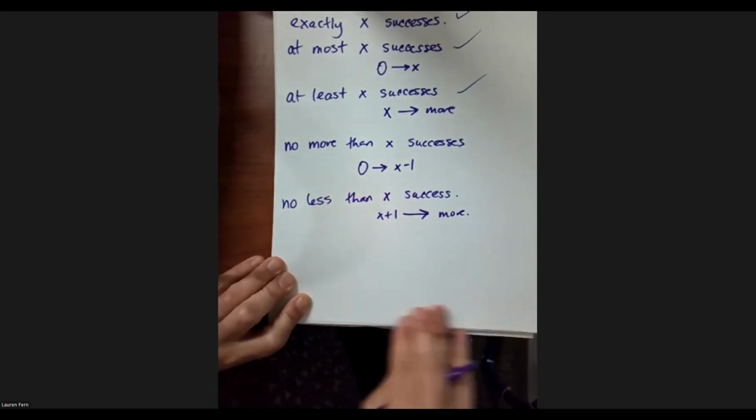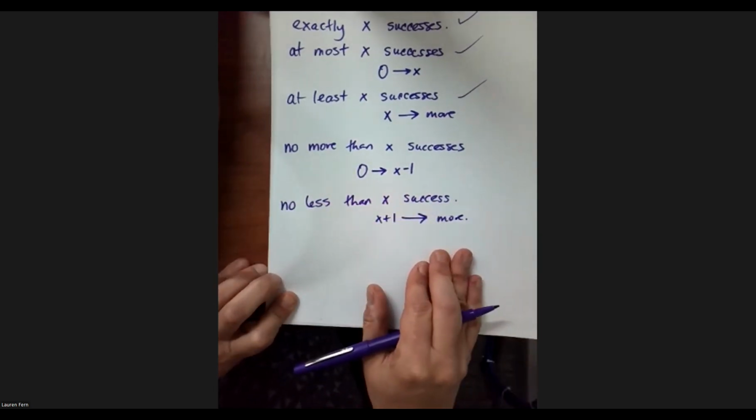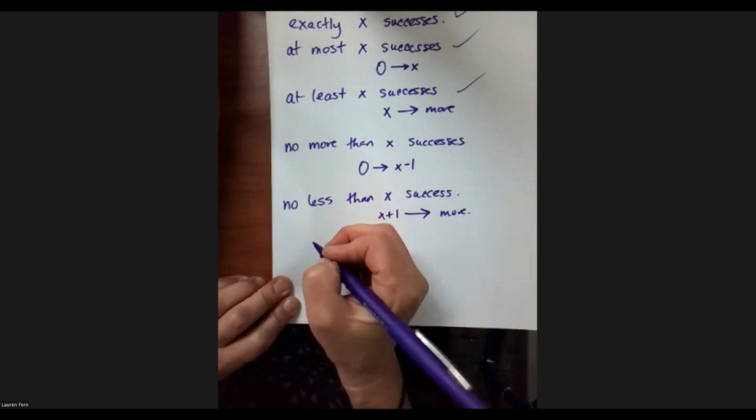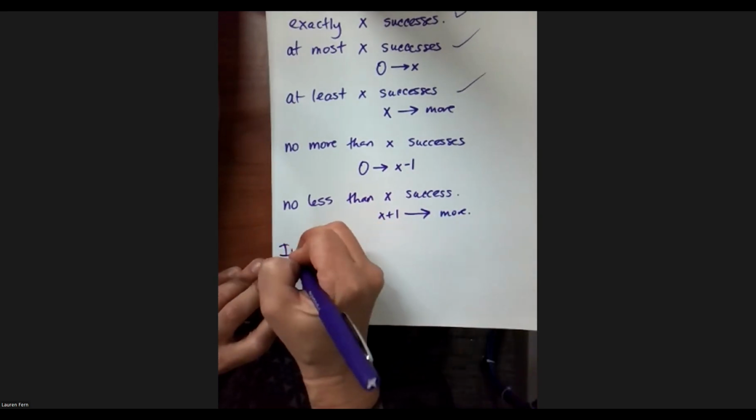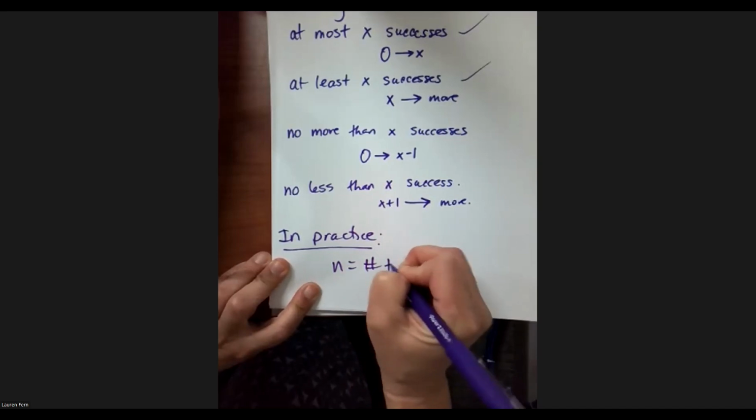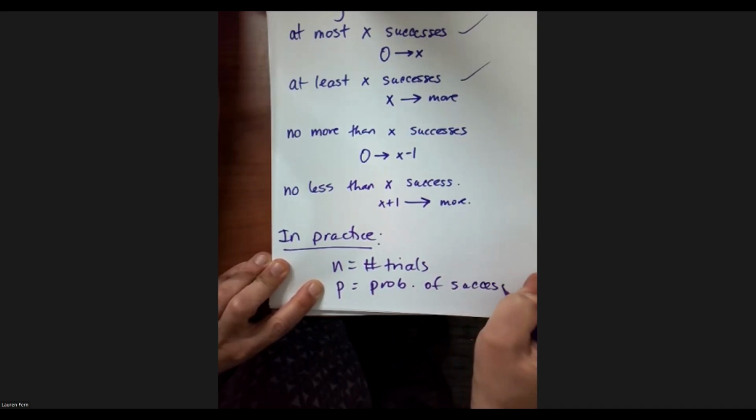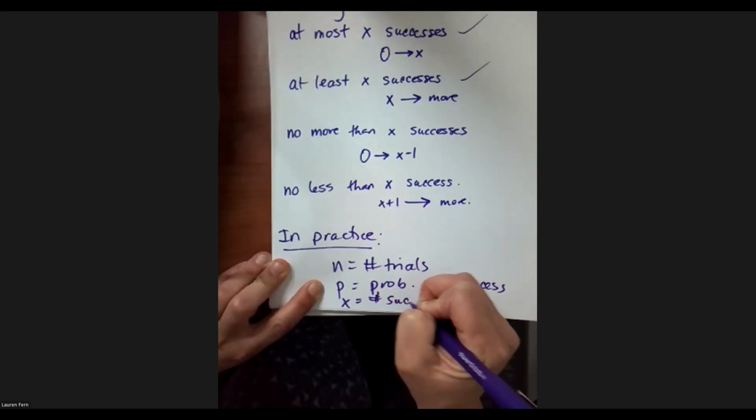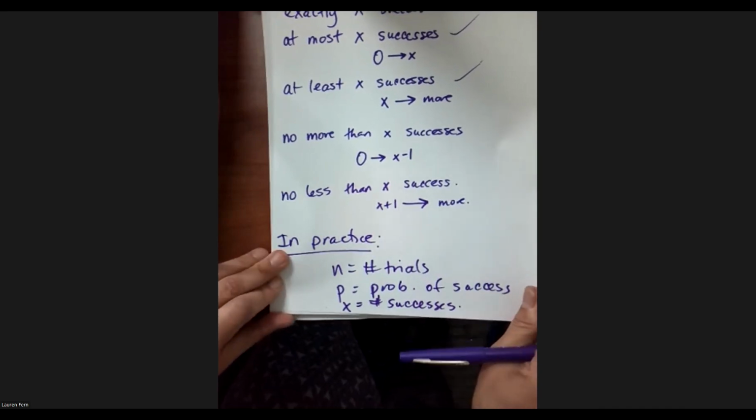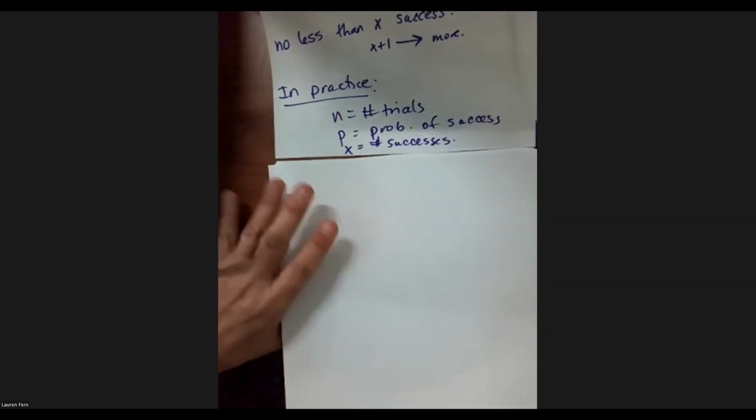I'm just going to summarize one more thing, and then we're going to jump into playing with this tomorrow. I'll recap this stuff. So in practice, my friends, N is the number of trials. P is the probability of success. And X is the number of successes. We're going to come back to this part tomorrow.